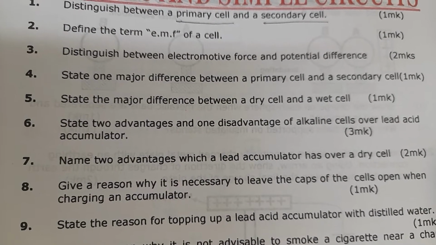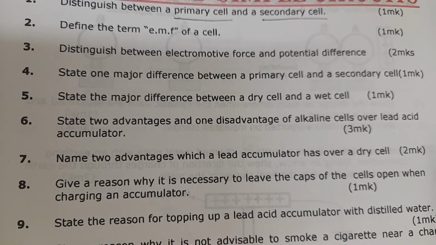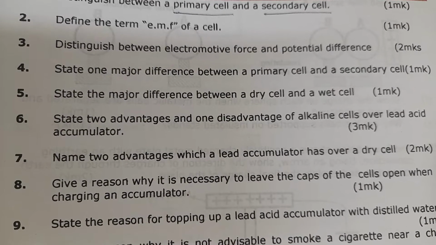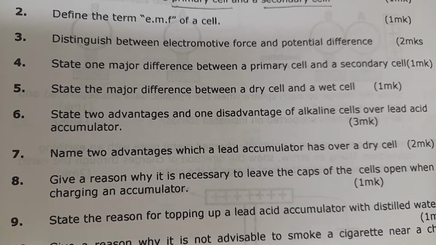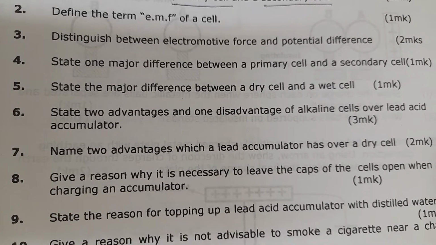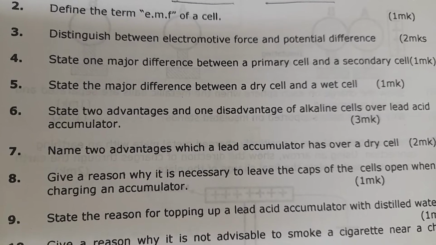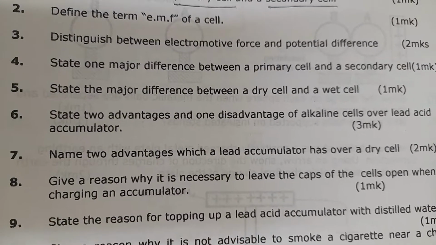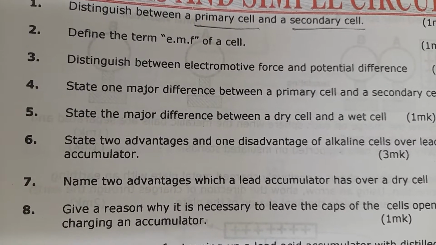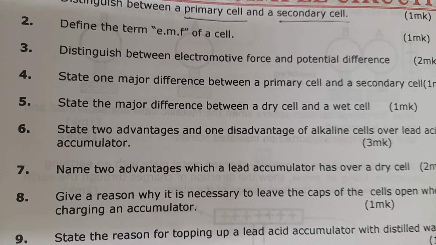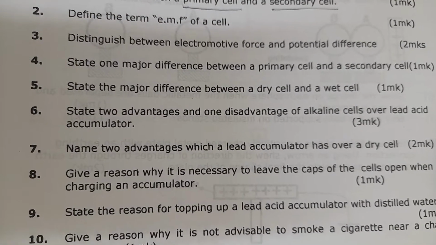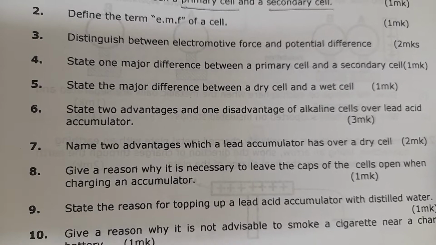EMF, that is the electromotive force, refers to the voltage across the terminals of a battery in an open circuit. That is when no current flows in the circuit. When the circuit is open, there is no current flowing, and whatever the voltmeter will read, that will be referred to as the EMF.